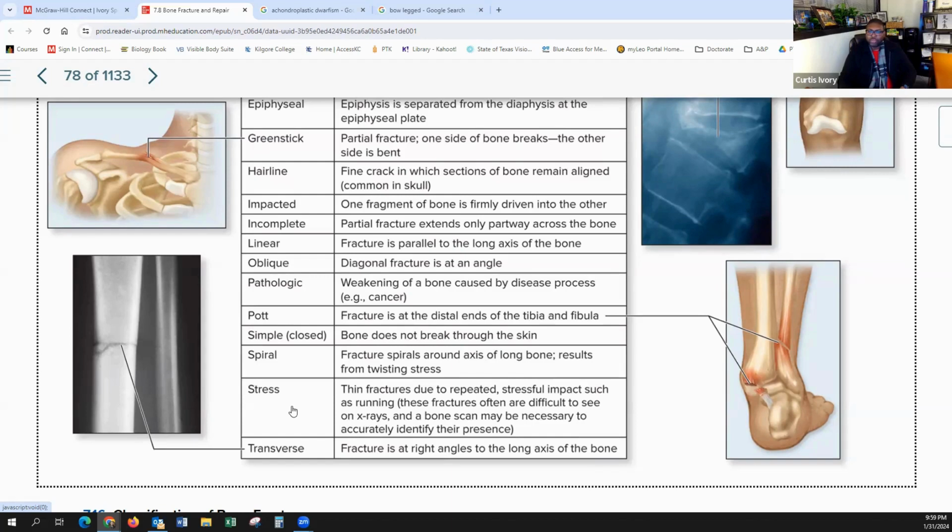We also have stress fractures, which are thin fractures due to repeated stressful impact. So with things like running or exercising, you can have what's called a stress fracture. And a spiral fracture spirals just like the spiral notebook has this little spiral that goes around. Essentially it's a twisting of a bone. So if I took this bone and twisted it somehow, it would cause a spiral type of fracture.